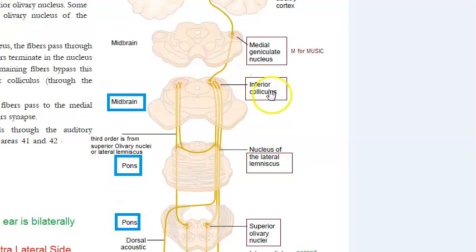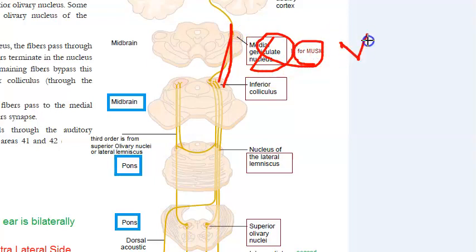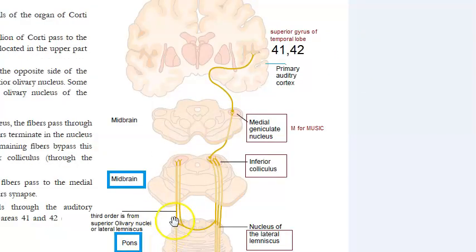Now they reached here. From the inferior colliculus, where will they go? You already guessed it. They are going to the medial geniculate body where all the fibers synapse. Okay, so all the fibers synapse in the medial geniculate body. M for music, remember, medial geniculate body. So then it reached the primary auditory cortex where we wanted to go, the Brodmann areas 41 and 42. This is the superior gyrus of the temporal lobe.